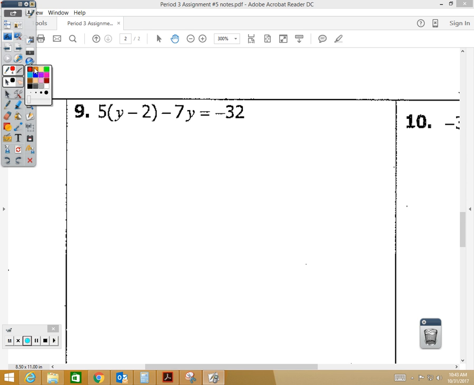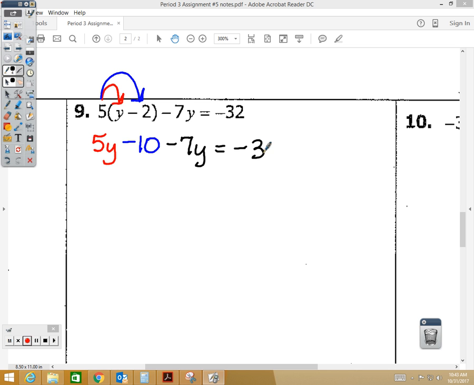5 times y is 5y, and 5 times negative 2, negative 10. Nothing else changed in my equation, so then negative 7y equals negative 32.